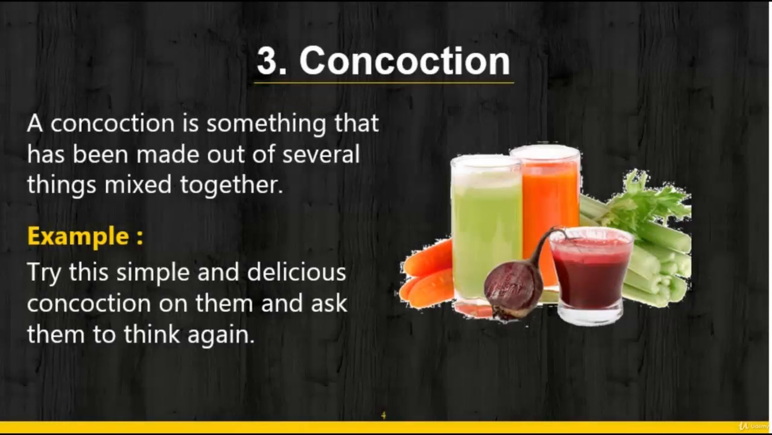Concoction. Now, concoction is a mixture of many things. So, a concoction is something that has been made out of several things mixed together. For example, try this simple and delicious concoction on them and ask them to think again.